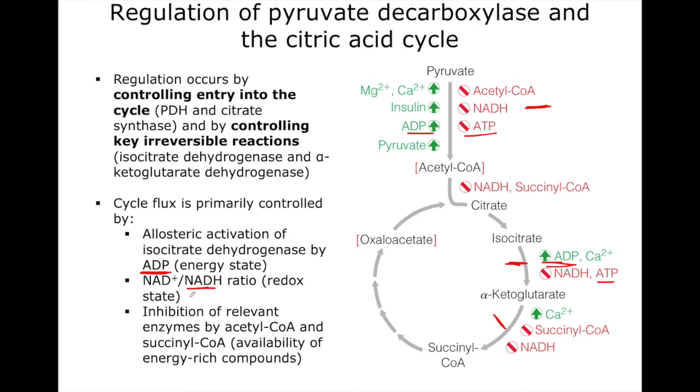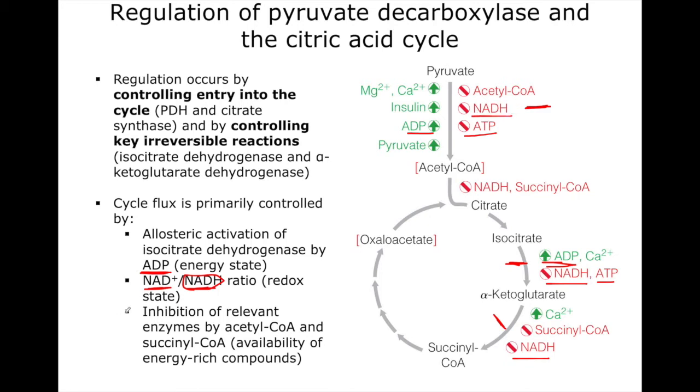So the citric acid cycle is very tuned into the redox state of the cell. If we have high NAD plus concentrations, that means we don't have a lot of NADH, so we need to make more. So NAD plus is an indicator that we need to make more. And when we have high NADH concentrations, that tells the cell that we've got plenty of energy. We've got plenty of NADH. We don't need to keep making it. So NADH tends to inhibit our major regulatory enzymes, as you can see here.